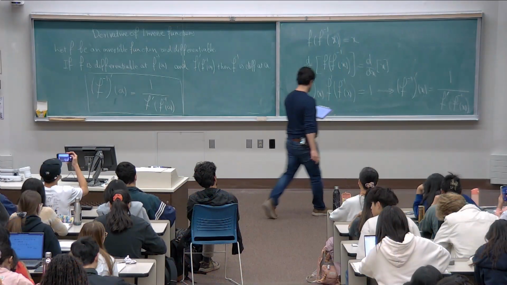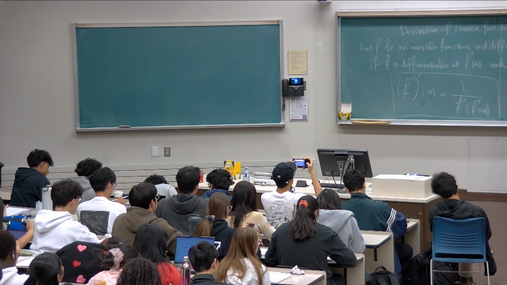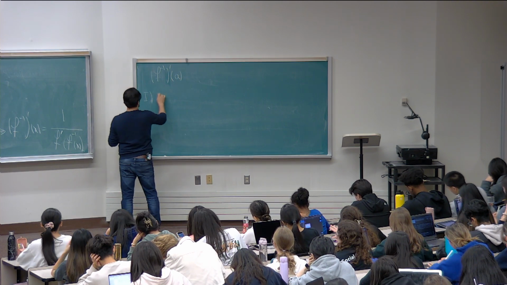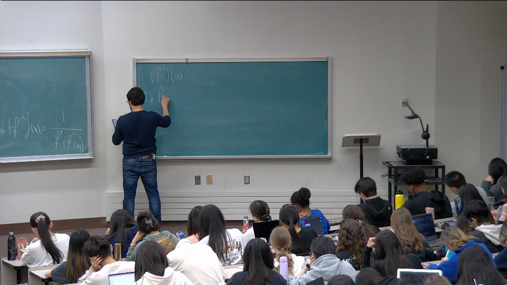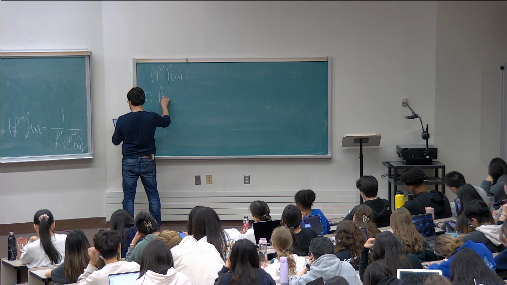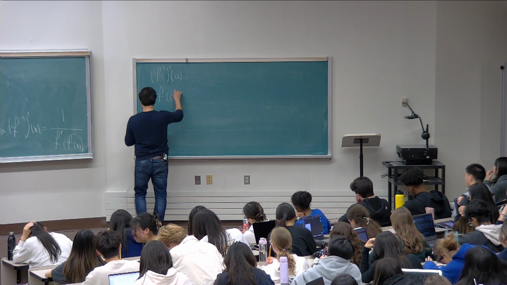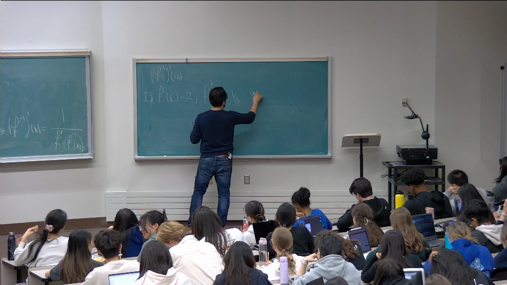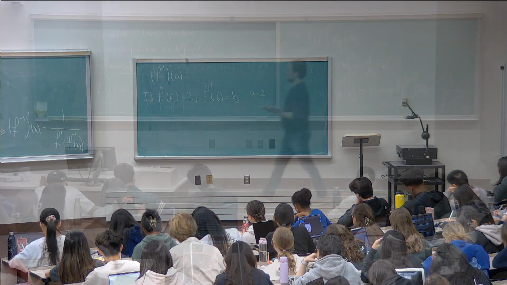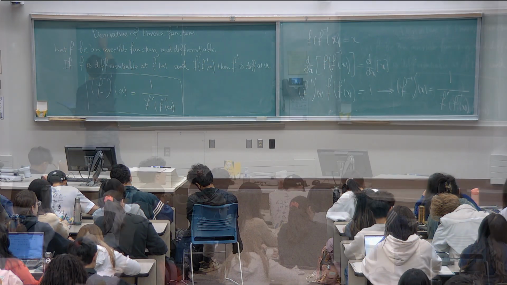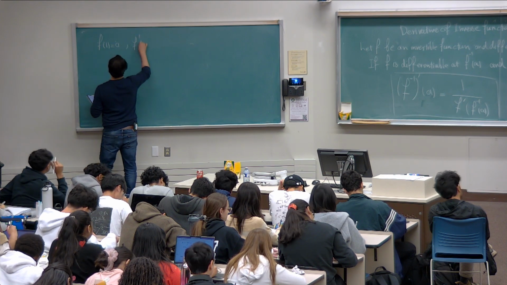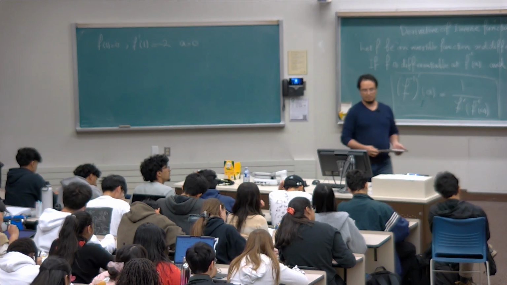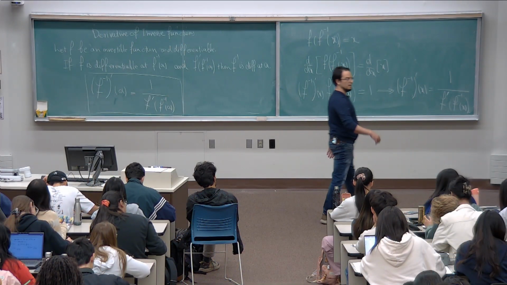Let us then do this. Evaluate F inverse prime at a given point A, knowing that F at 6 is 2, F prime at 6 is 1 over 3, and here A is 2. The second example is F at 1 is 0, F prime at 1 is negative 2, and A is 0. I'll do this one myself, and then I'll let you do the other one.